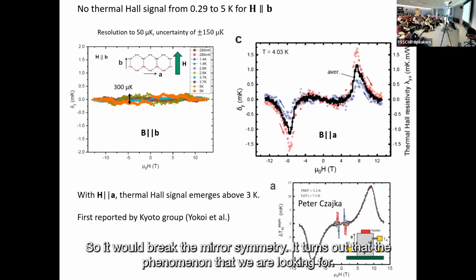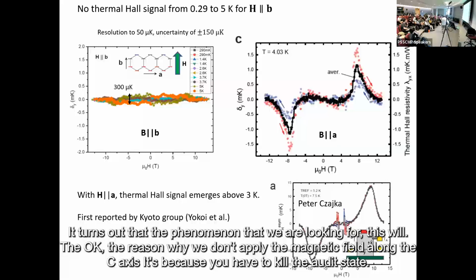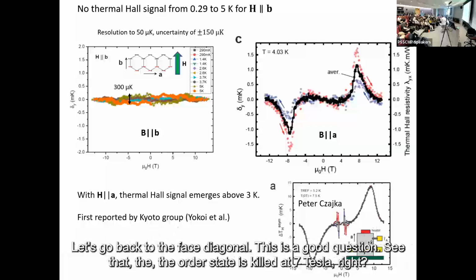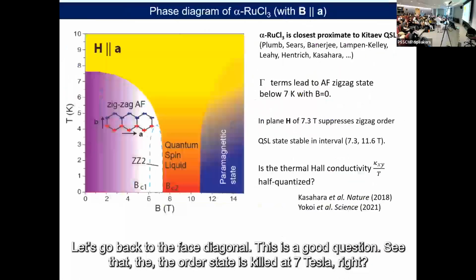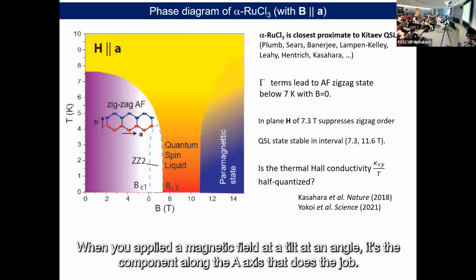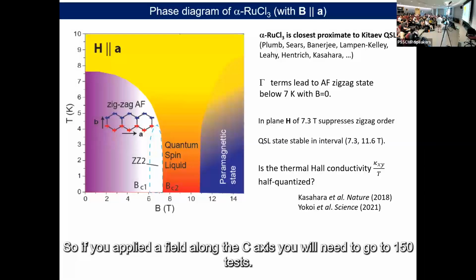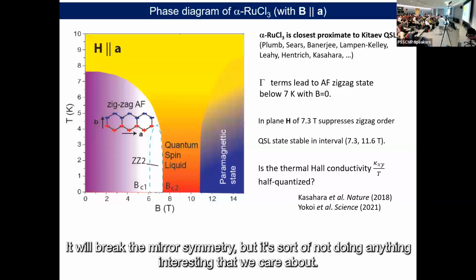So why do you still need the magnetic field along the A direction? It turns out that the phenomenon that we are looking for, this will be apparent. The reason why we don't apply the magnetic field along the C-axis is because you have to kill the ordered state. Let me go back to the phase diagram. Yeah, this is a good question. See that the ordered state is killed at 7 Tesla, right? If you apply your magnetic field at an angle, it's the component along the A-axis that does the job. So if you apply your field along the C-axis, you will need to go to 150 Tesla. So it will break the mirror symmetry, but it's sort of not doing anything interesting that we care about.